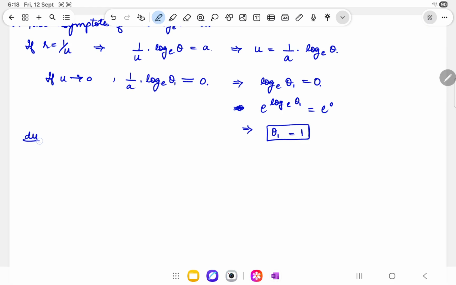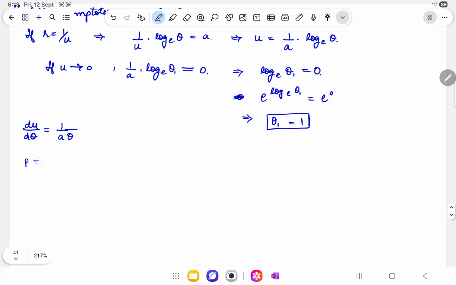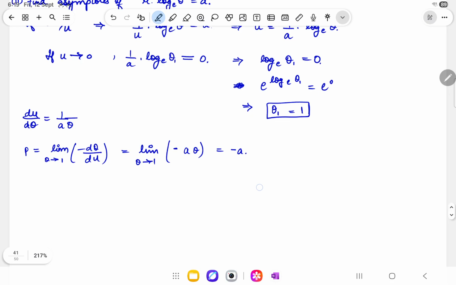Now if I find du by d theta, I'll be getting 1 by a theta, basically. So my p will be basically limit theta approaches theta 1, that is 1, minus d theta upon du. So this is equals to limit theta approaches 1 minus d theta upon du, that is a theta. So this is equals to minus a.